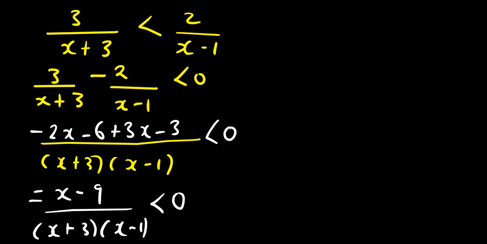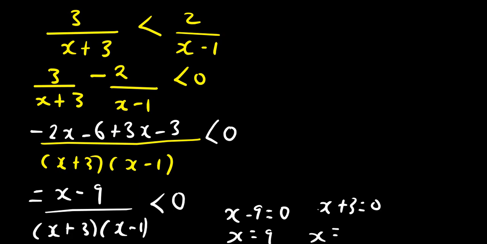Now we have to equate all our inequalities to be equal to 0. So we have x minus 9 equals 0, so x will just be equal to 9. Then x plus 3 equals 0, so x will be equal to negative 3. x minus 1 equals 0, so x will be equal to 1.